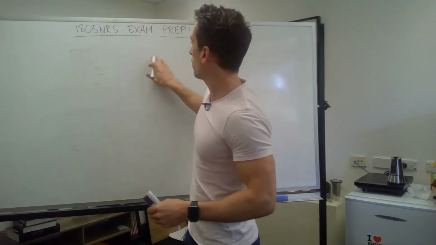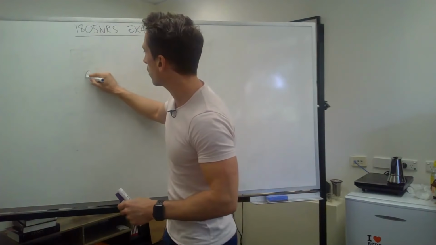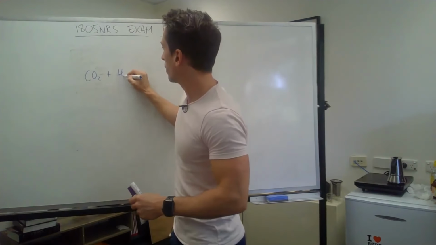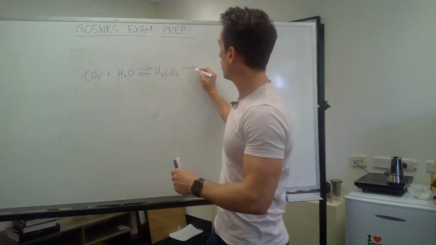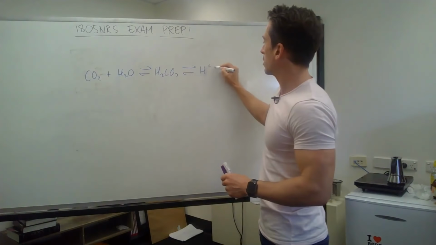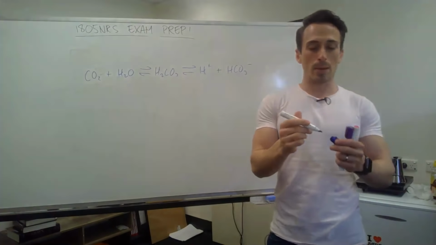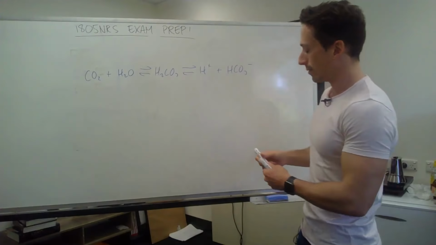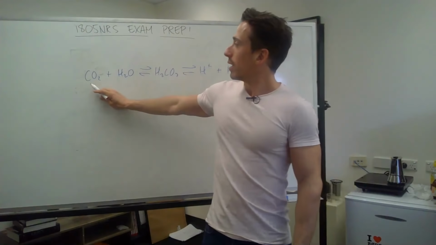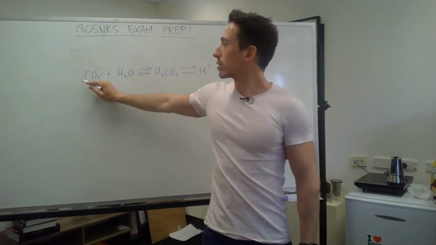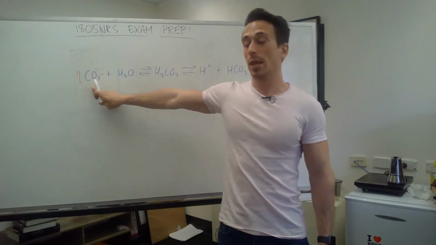Let's have a look. One important one that you need to know for the exam is the bicarbonate buffering system. So CO2 plus H2O gives you H2CO3, which gives you H+ plus HCO3-, right? That's the bicarbonate buffering system equation. Now, what does it mean? It means this. When you hold your breath, carbon dioxide levels increase. Carbon dioxide will jump into the blood from the airways.